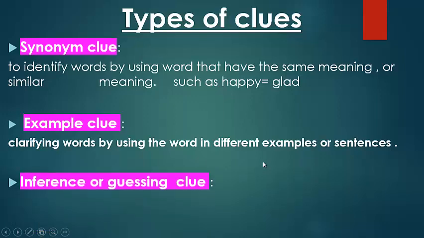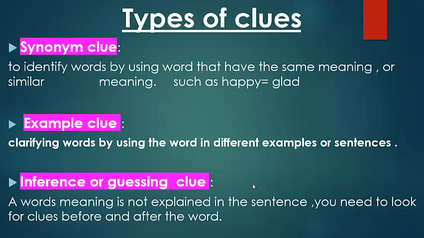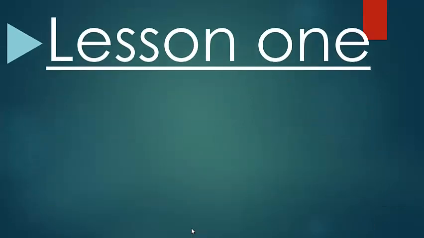We have also the inference or guessing clue. Through this one, you can guess from what is before and what is after the word you're looking for. A word's meaning is not explained in the sentence. You need to look for clues before and after this word, to guess the whole meaning of the word according to the paragraph or the sentence. Now, let's go directly to practice. Lesson 1.